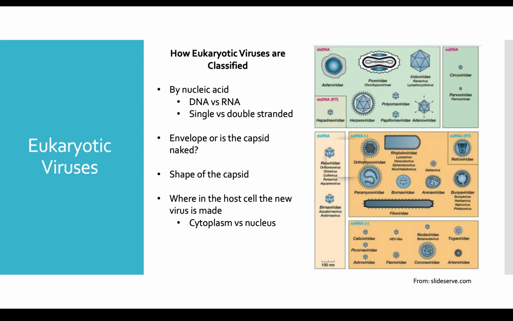Does the virus have an envelope, or is the capsid naked? We're going to discuss that a little bit in coming slides. What is the shape of the capsid? Is it sort of a spiral or a tube? Is it more circular? Is it more of this sort of hexagonal, three-dimensional structure? Those sort of things are very, very specific to the virus. And then the last characteristic is, where in the host cell is the new virus made? Is the new virus made specifically in the cytoplasm, or is there some of the process in the nucleus?